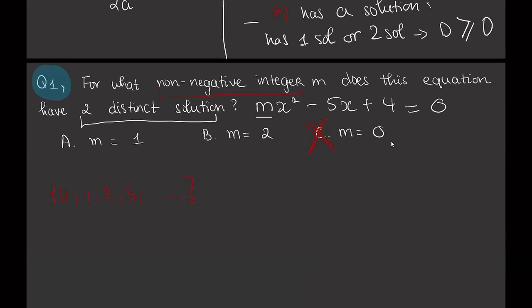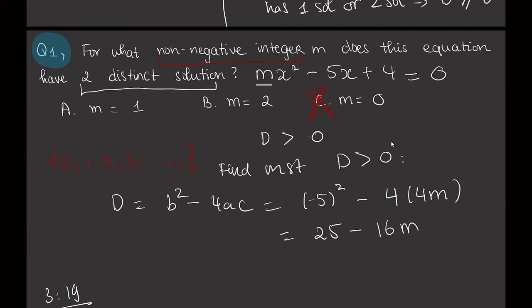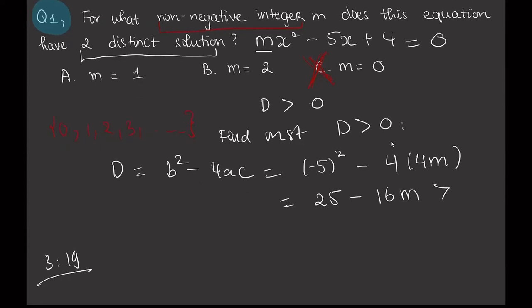And then two distinct solutions means the discriminant is greater than 0. So I have to find m such that the discriminant is greater than 0, and the discriminant is b squared minus 4ac. B here is minus 5, so minus 5 squared minus 4. A here is m and c here is 4, so it is 4m, and it equals 25 minus 16m. And I want this to be greater than 0.